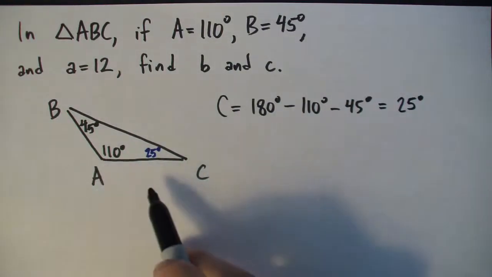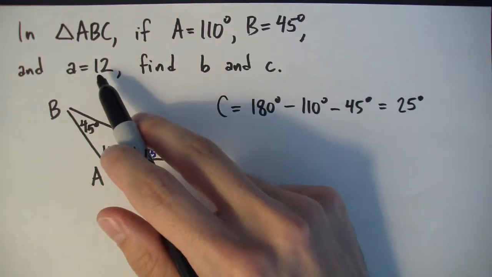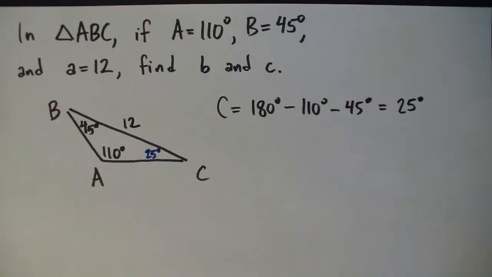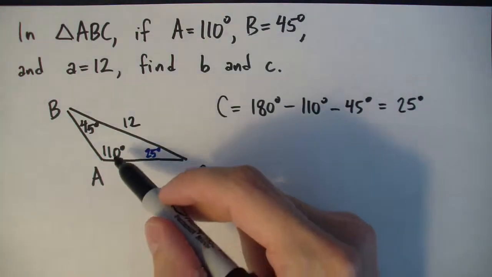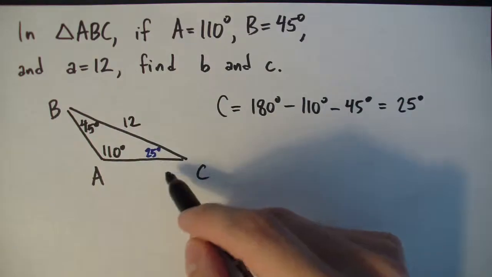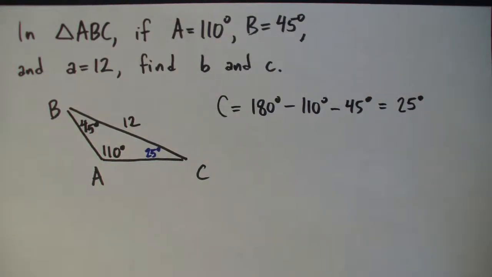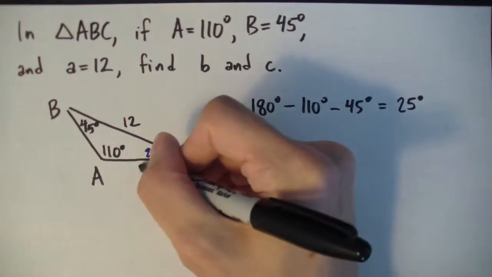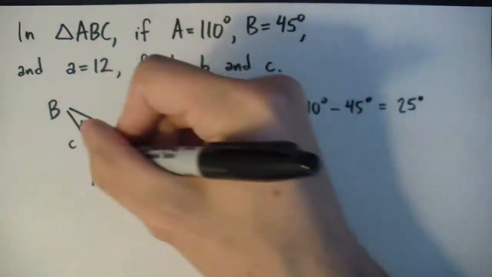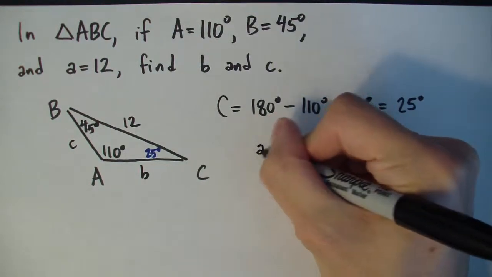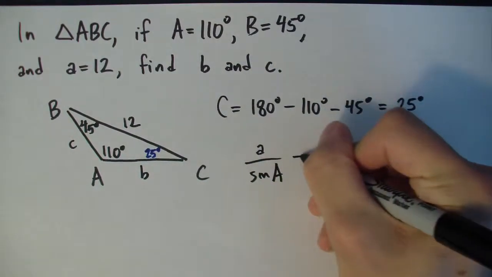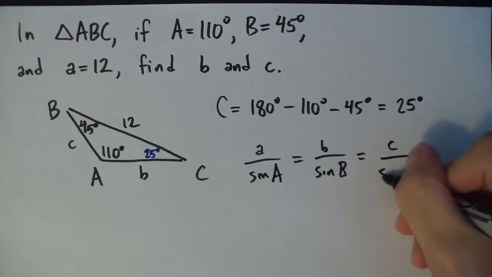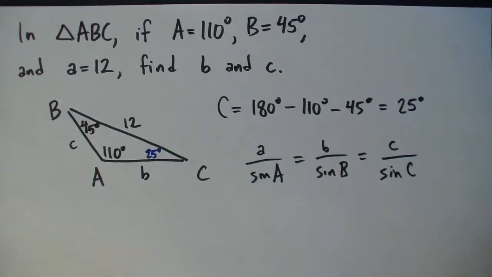And again, now that we have all the angles, we also have the side, a is 12, so 12 is over here. And now we're perfectly ready to use the law of sines. Once you have an angle and its opposite side and other angle information, then law of sines is great. So again, let's quickly set this up. We have side b over here and side c over here. So we're going to have a over sine A equals b over sine B equals c over sine C.